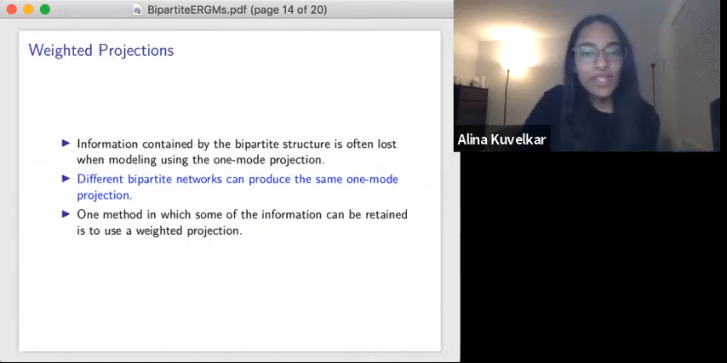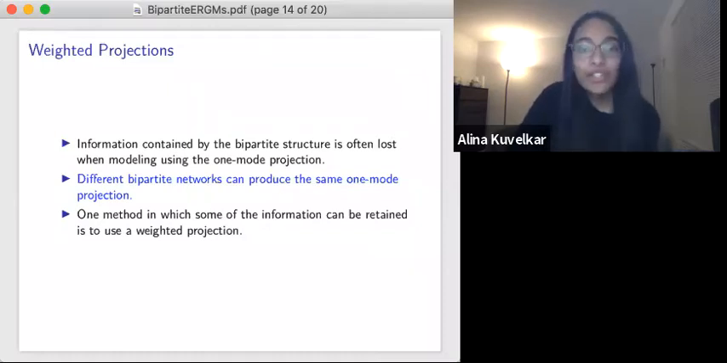One of the downsides to modeling using the one-mode projection is that the information contained in the bipartite structure may be lost. This is because when we use the one-mode projection, we're essentially modeling the generated data instead of modeling the data generating process. A key point in which this is visible is that different bipartite networks can produce the same one-mode projection.